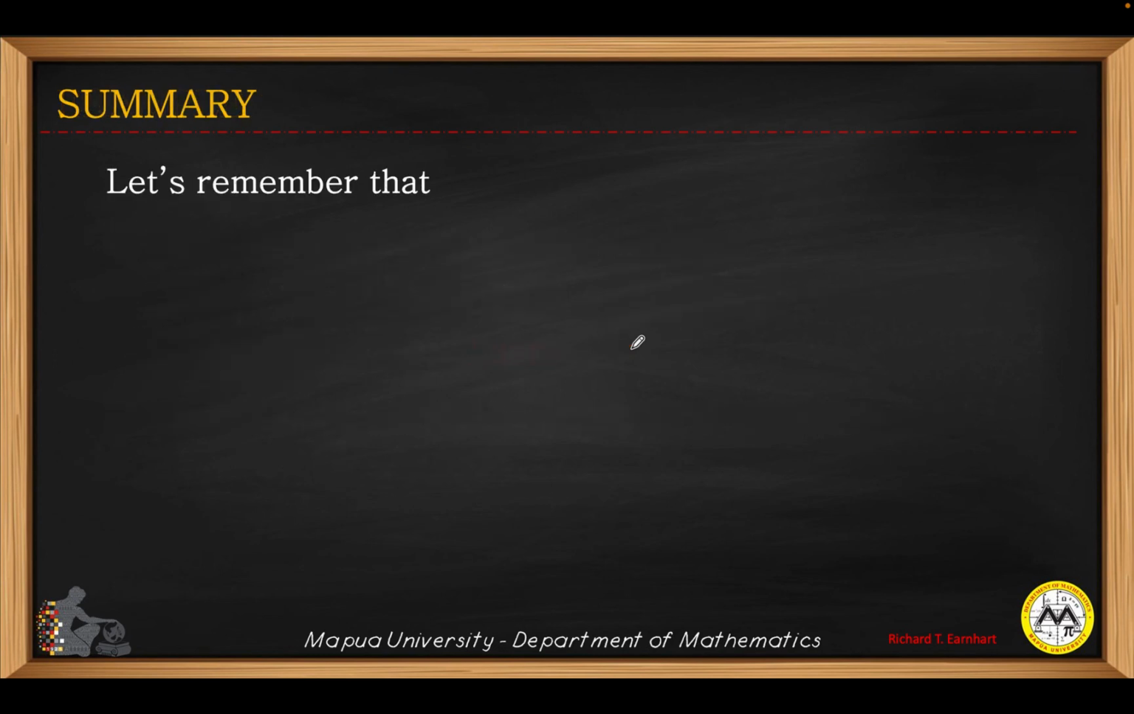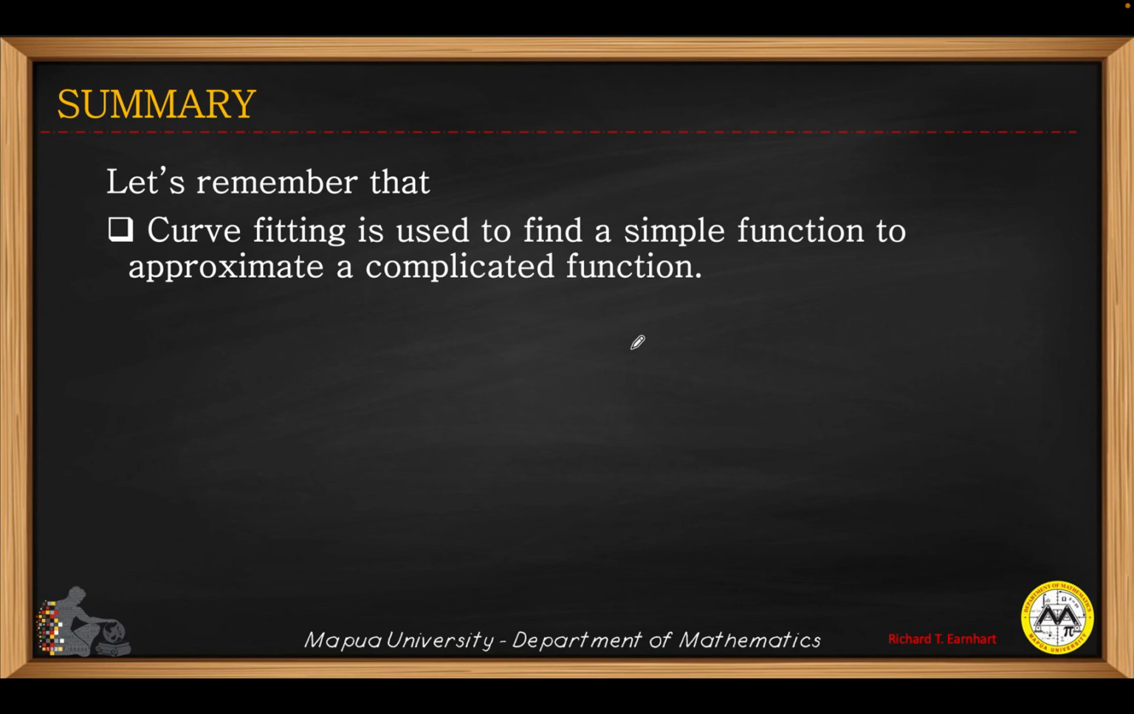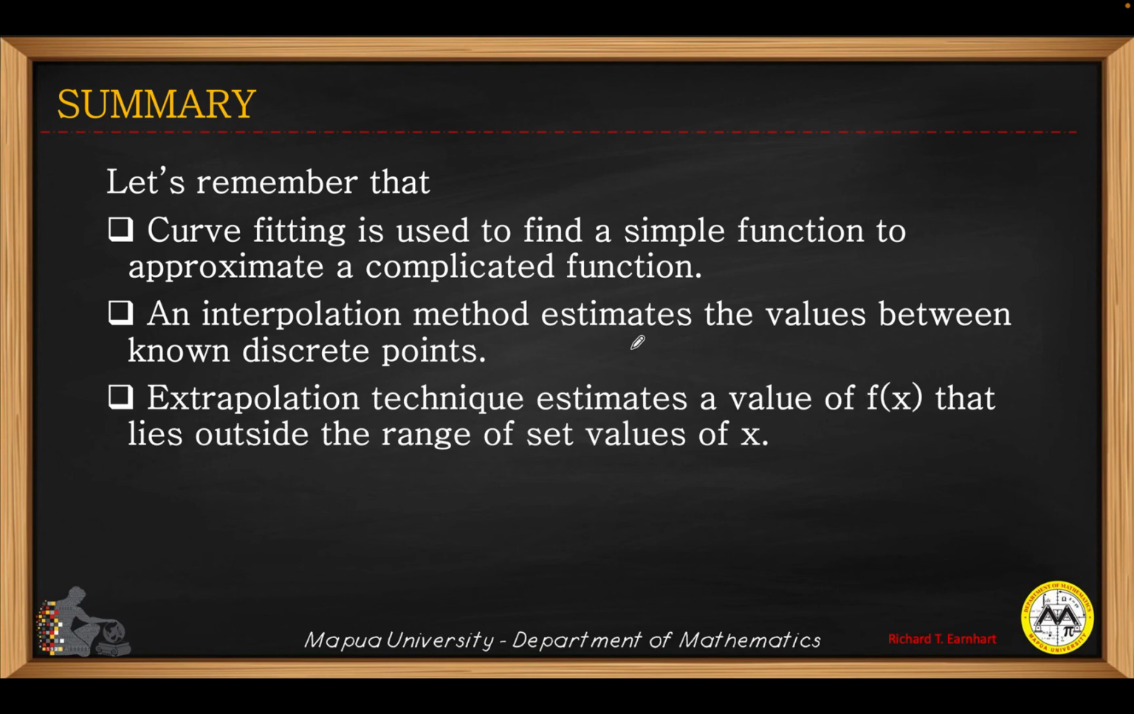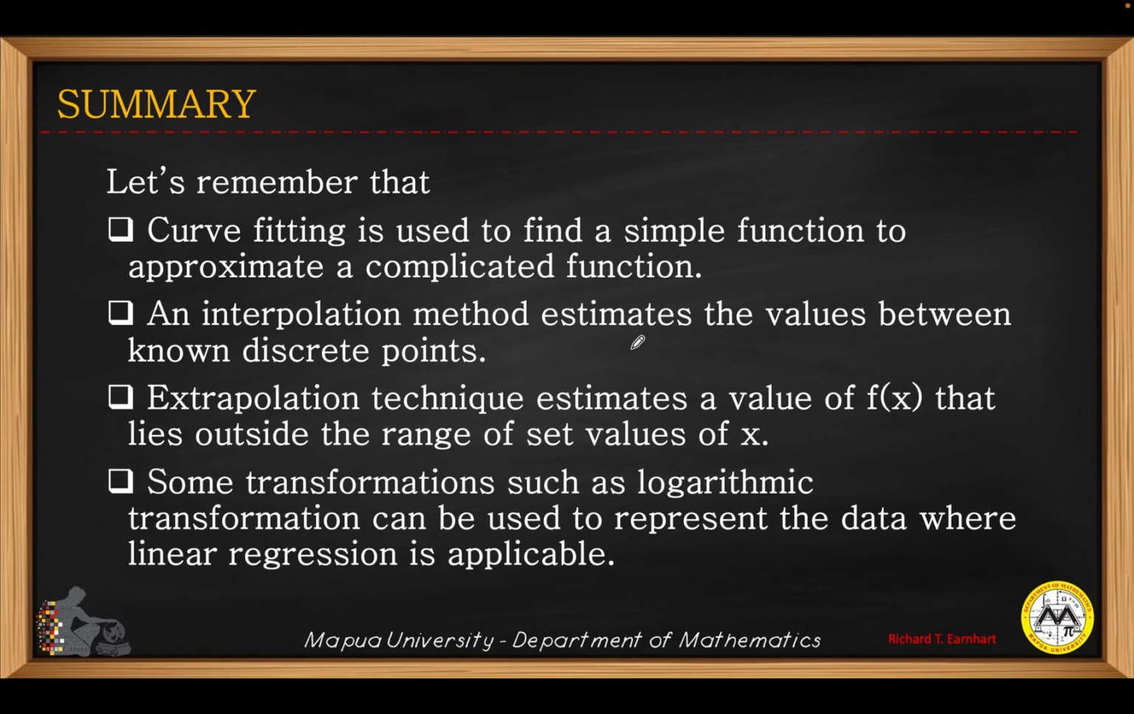So let's remember that curve fitting is used to find a simple function to approximate a complicated function. An interpolation method estimates the values between known discrete points. Extrapolation technique estimates a value of f of x that lies outside the range of the set of values of x. Some transformations, such as logarithmic transformation, can be used to represent the data where linear regression is applicable.